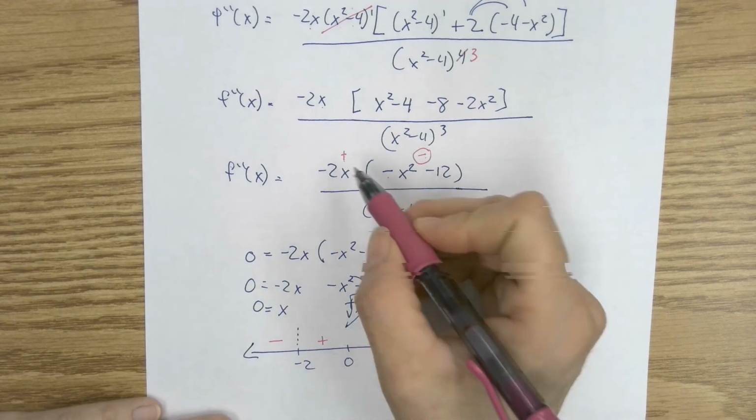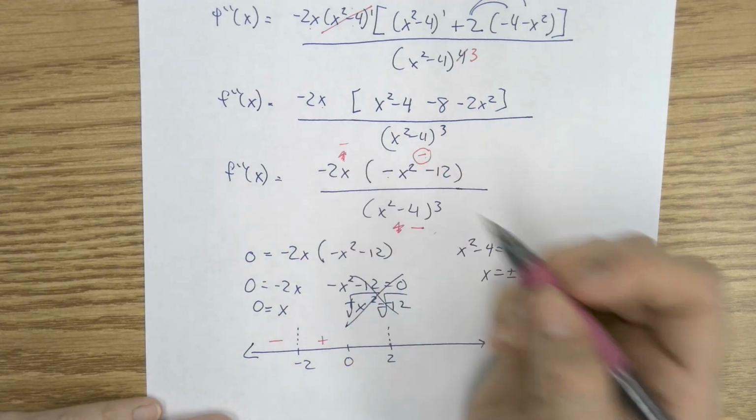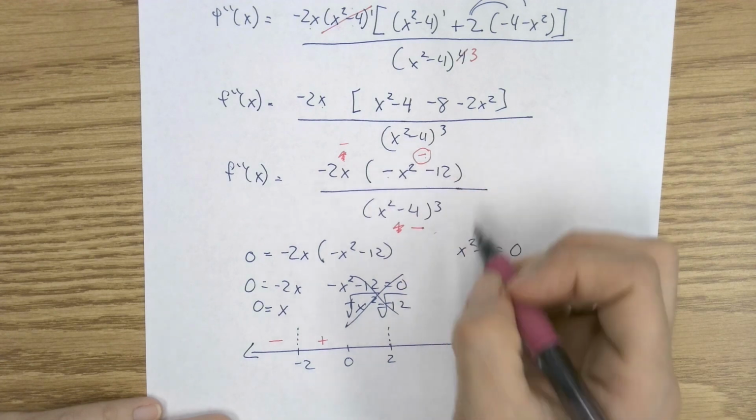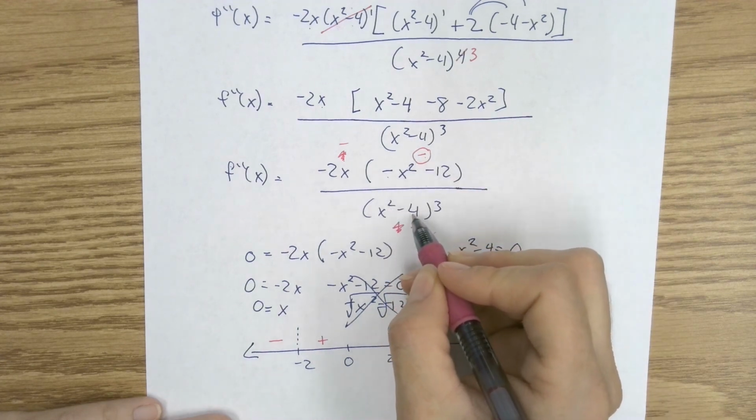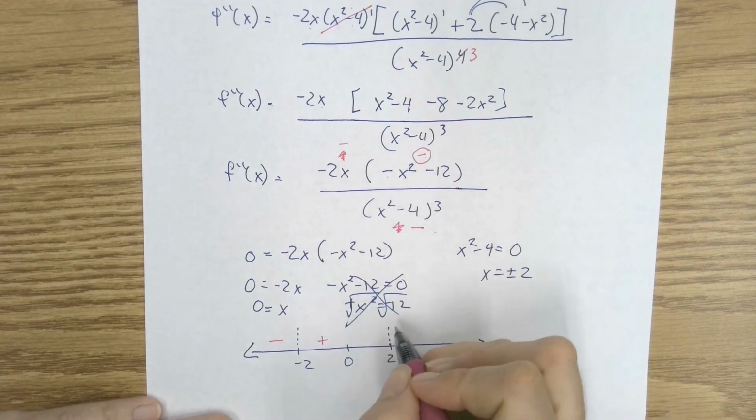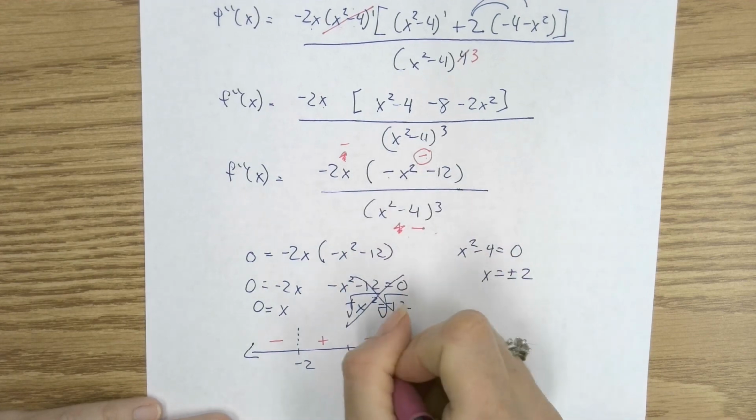Let's plug 1 in. Negative 2 times 1 is going to be negative. This will be negative. 1 squared minus 4 is negative 3, cubed is negative. So 3 negatives make a negative.